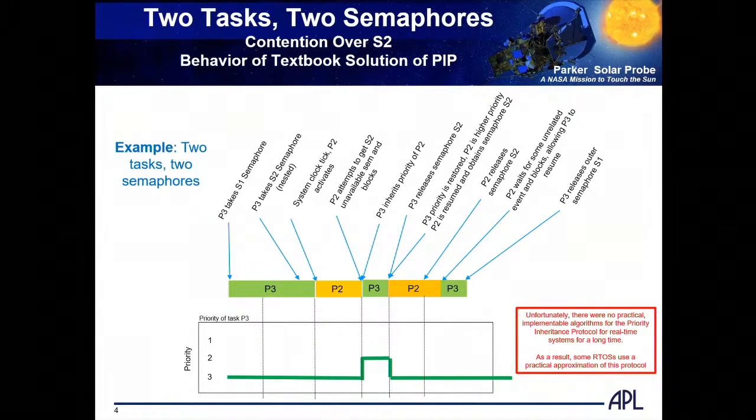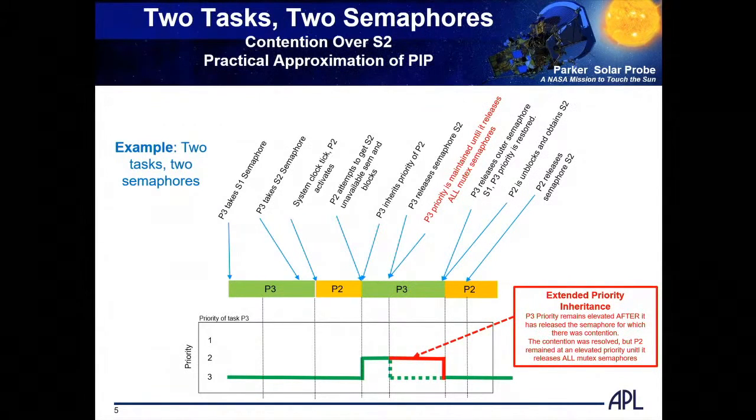But as I understand it, for this particular circumstance, for a long time for constrained real-time embedded systems, and this is what I've heard, there was no practical, implementable solution to this priority inheritance protocol. So the industry standard for a long time for many real-time operating systems was an approximation of that algorithm, which I think has some significant implications when you have nested mutual exclusion semaphores.